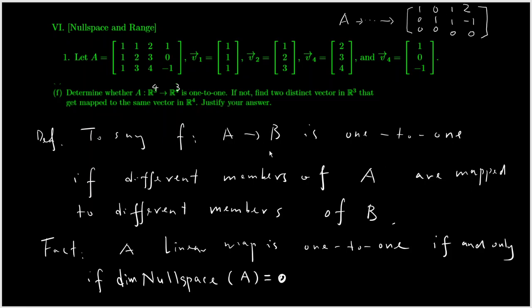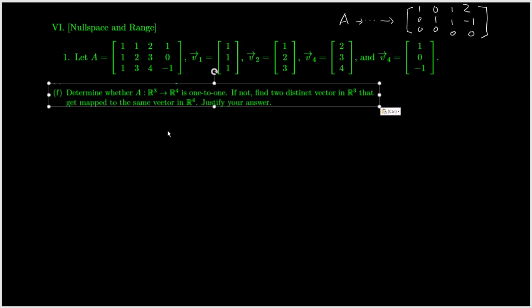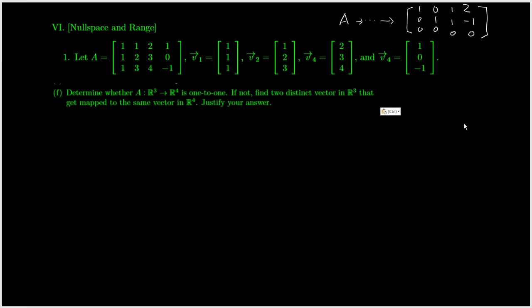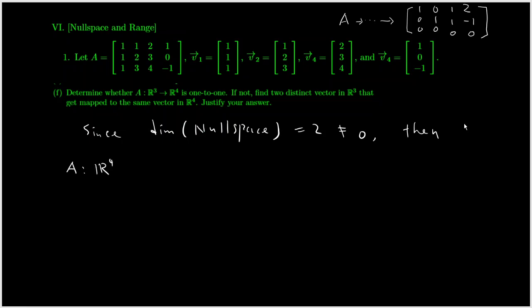We're not quite done yet. We haven't answered question F yet. Okay. I will copy F to the next slide. We're going to answer question F. Is the answer yes or no? The answer is no, right? Because the dimension of the null space we found was 2, which is not 0, so it's not 1 to 1. The linear map A from R4 to R3 is not 1 to 1.